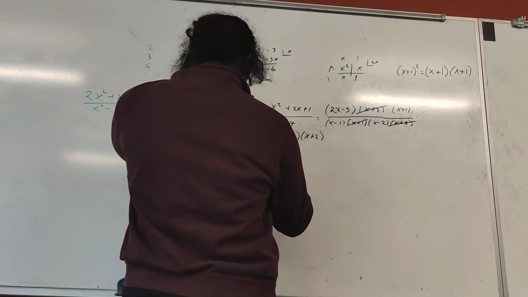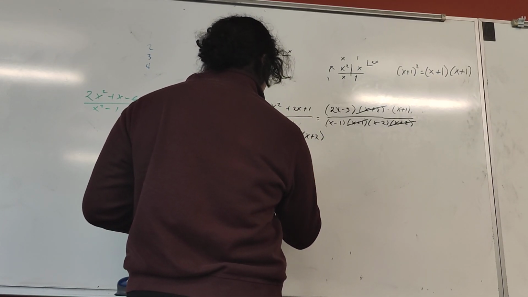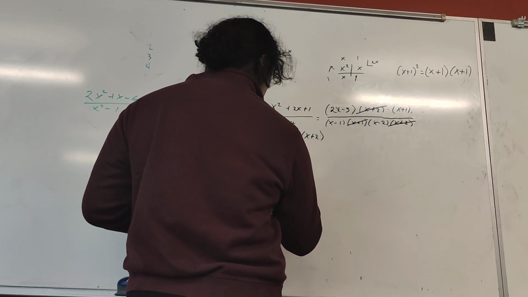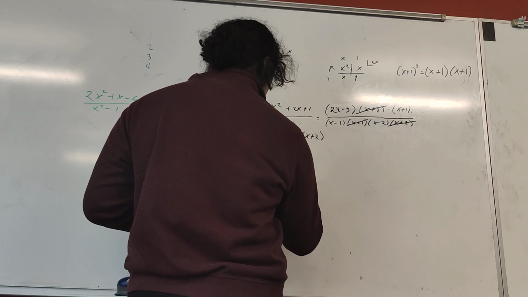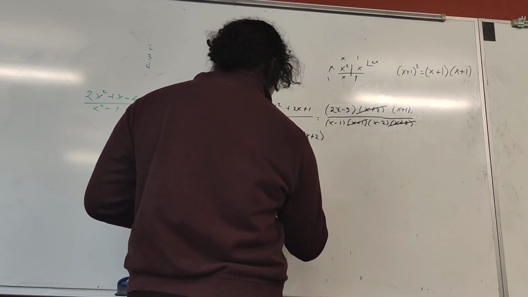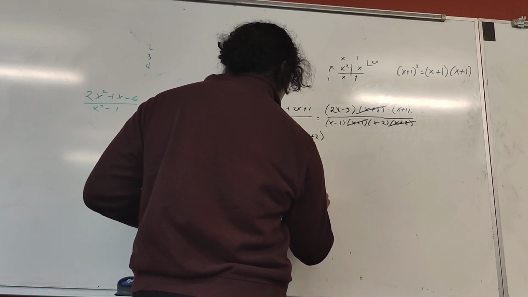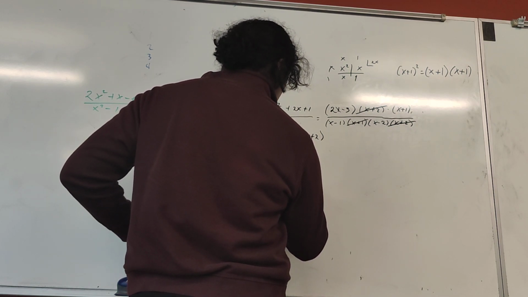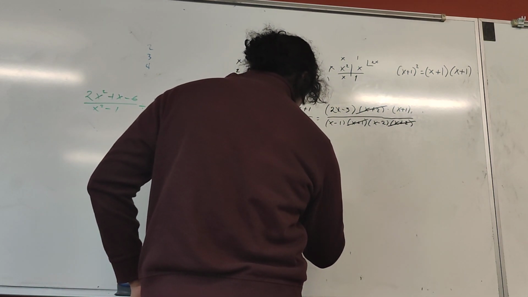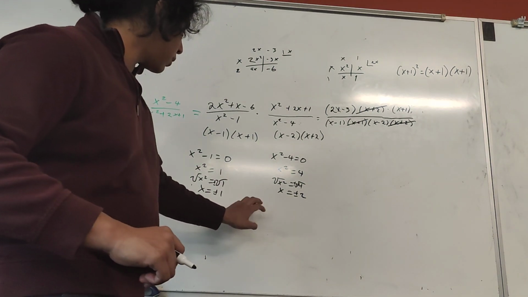And here we have x squared minus 4 equals 0. X squared equals 4. The square root of x squared is equal to the square root of 4, which gives x equals plus or minus 2. You're supposed to add the plus or minus here from the square root. And you get the solution here.